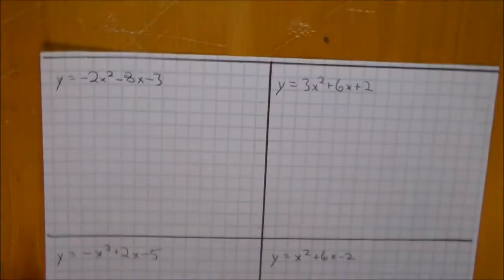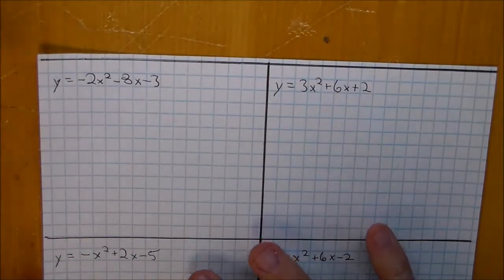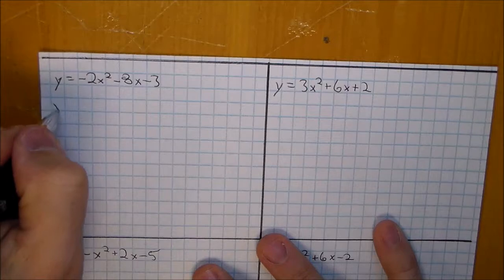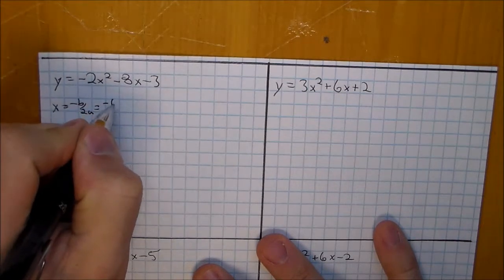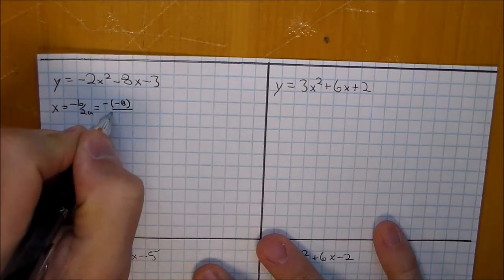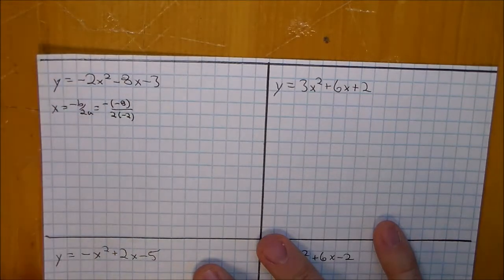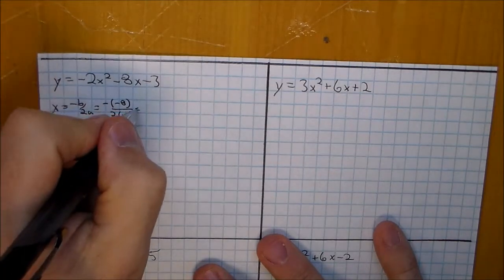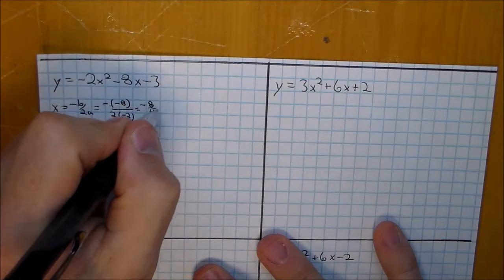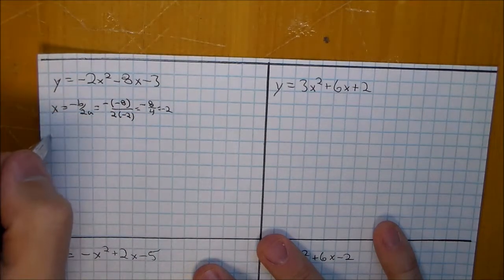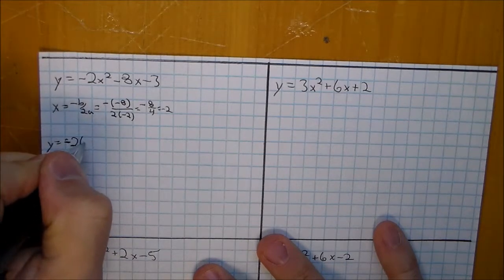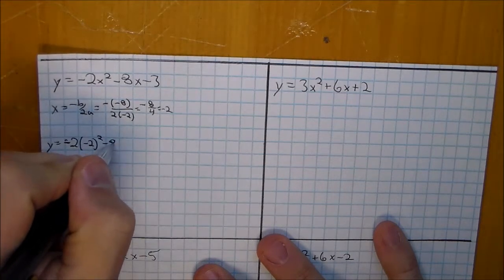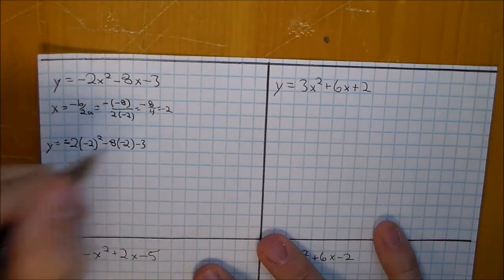Okay, we go to the back side. Some more. First off, we're going to start with x equals negative b over 2a. So that's negative negative 8 over 2 times negative 2. There's 3 negatives here, so it's going to end up being a negative 8 over 4, which is negative 2. We substitute in negative 2 times a negative 2 squared minus 8 times negative 2 minus 3.